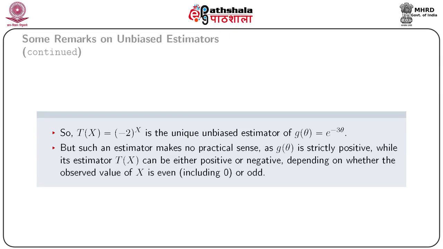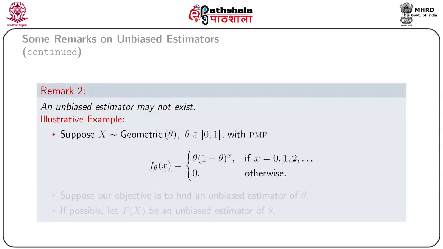Here, T is inadmissible, since g(θ) is a monotone decreasing continuous function of θ taking only non-negative values, whereas T is an oscillatory function of x taking both positive and negative values.